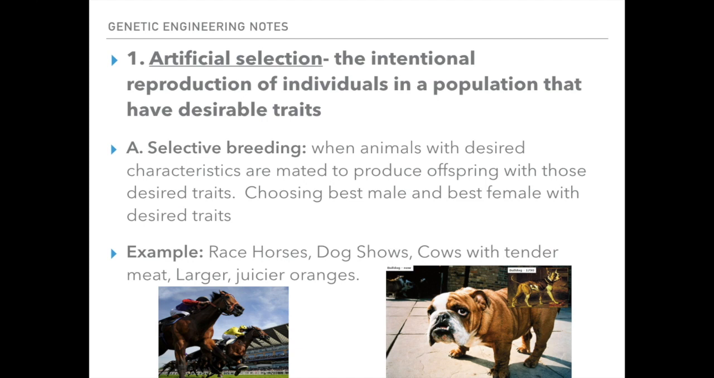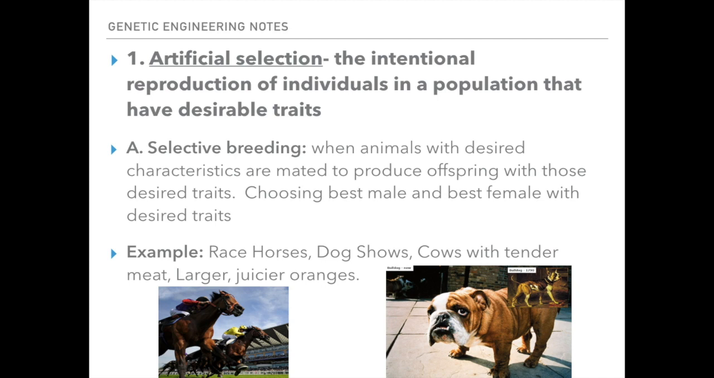Artificial selection focuses on the intentional reproduction of individuals in a population that have desirable traits. And that's the key here. Artificial selection is choosing the desirable traits that you want. So you are choosing what traits you want to pass on. So an example of that is selective breeding.